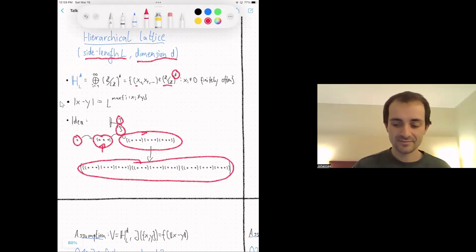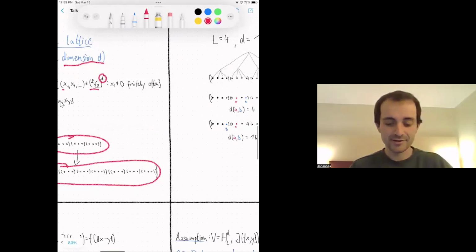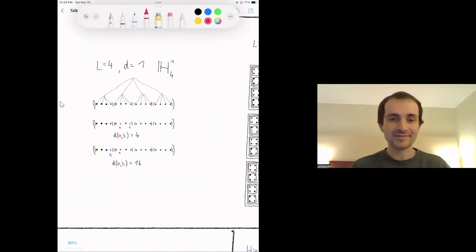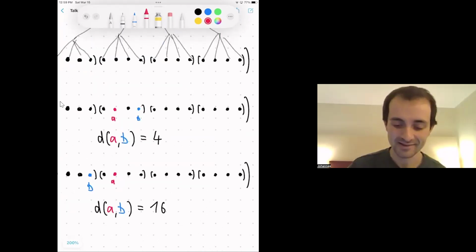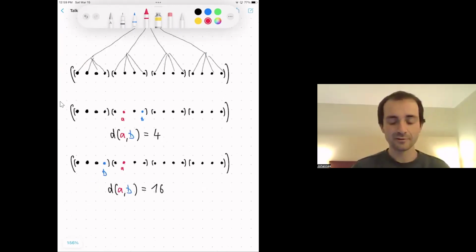Okay, and now what is the distance here? The distance is the following. I have another picture here, with side length 4, but everything else is the same. If you have 2 points, A and B, then you just need to look to which level you need to go until the 2 points are in the same level. And then you raise L to this power.